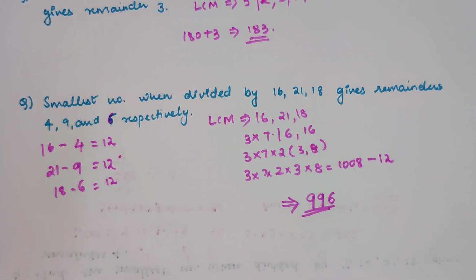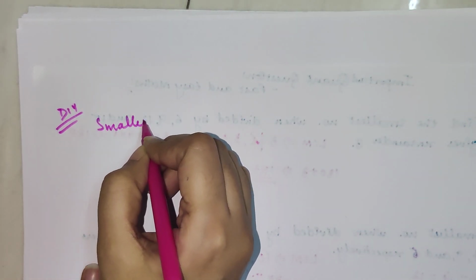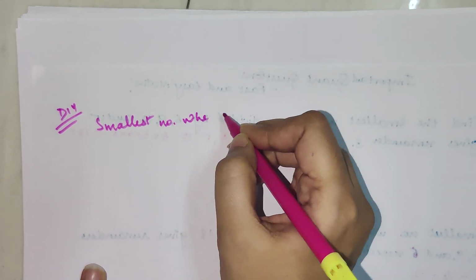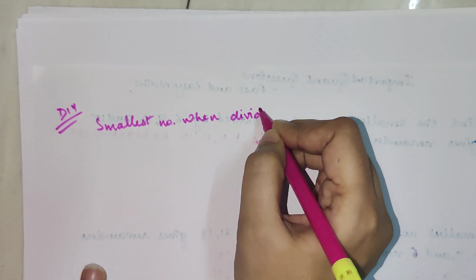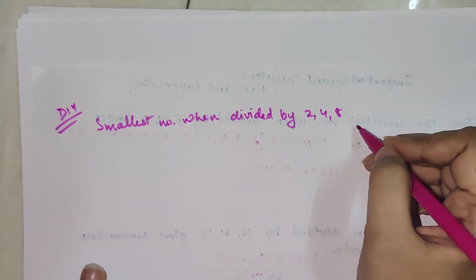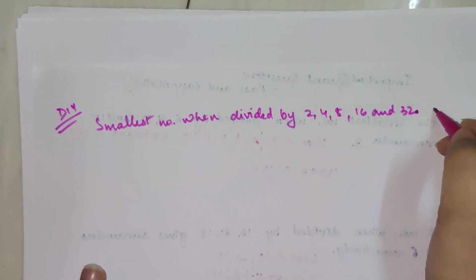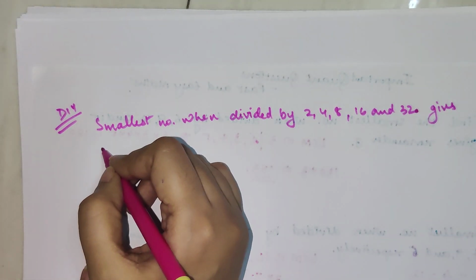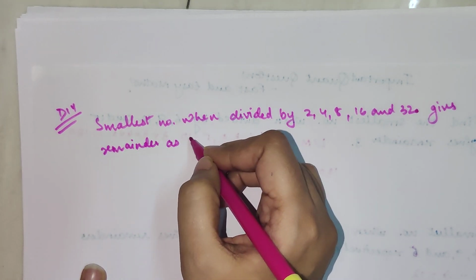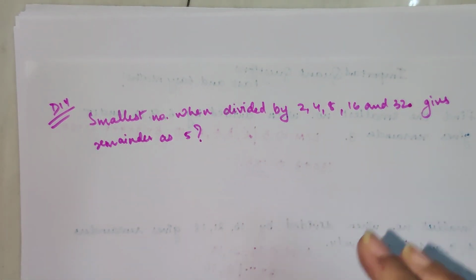So now time for your do it yourself. You have to find the smallest number which, when divided by 2, 4, 8, 16 and 32, gives remainder as 5. Students, if you have paid attention to the entire video, you will be able to solve this in 1 second.